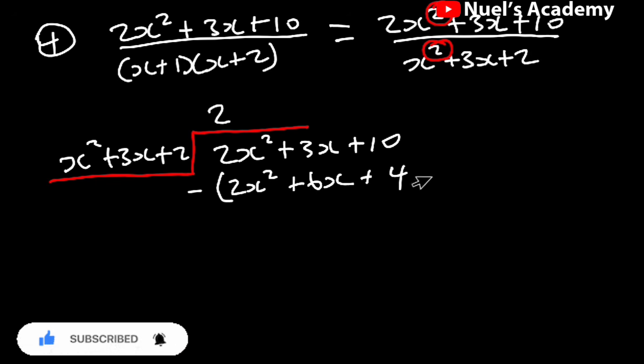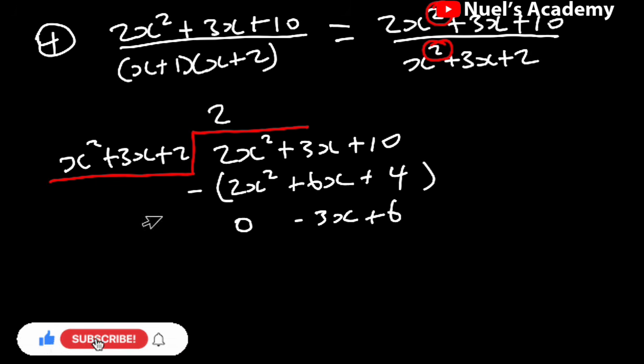Now let's subtract. 2x squared minus 2x squared is equal to 0. Now minus times plus is minus. 3x minus 6x is equal to minus 3x. Minus times plus is minus. 10 minus 4 is equal to 6.